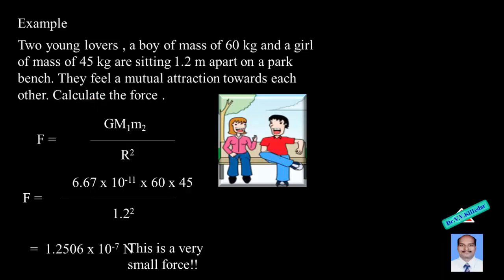Now, in order to get an idea about the magnitude of this gravitational force, let us consider two examples. The first example: two young lovers, a boy of mass 60 kg and a girl of mass 45 kg, are sitting 1.2 meter apart on a park bench. They feel a mutual attraction towards each other. Now we calculate the magnitude of the force by using Newton's law of gravitation, F is equal to G m1 m2 upon r square.